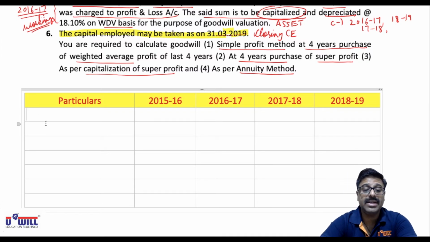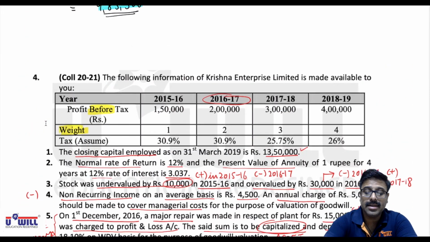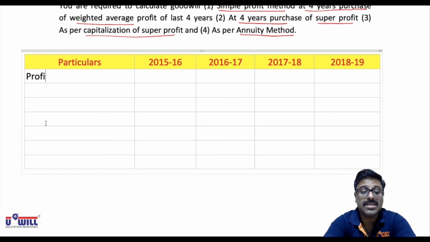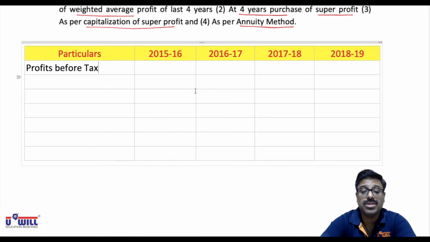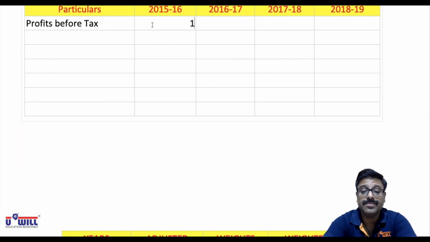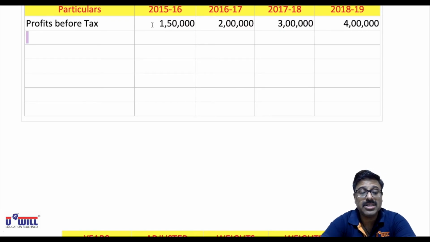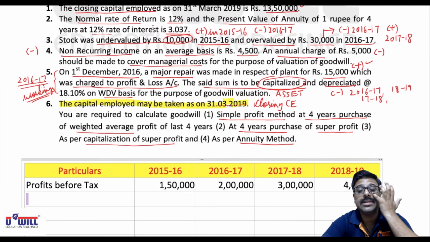I hope all of you have made the table. So first, all of you write profits before tax. We always start with profits before tax. 1,50,000, 2 lakhs, 3 lakhs, 4 lakhs. All of you write down the amounts. Now we'll make adjustments one by one. Adjustment 1 and 2 have nothing to do with the profits.